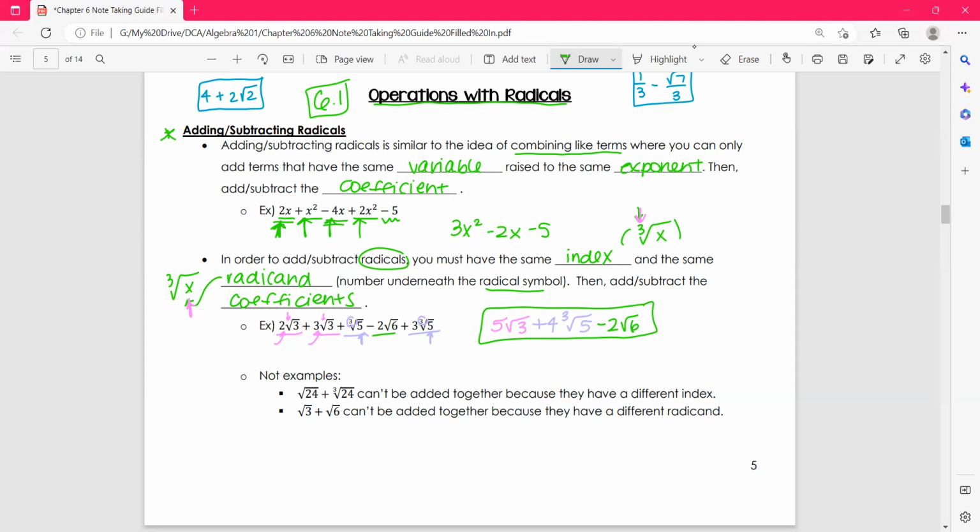Okay. Notice some things to remember here. Square root of 24 plus the cube root of 24 cannot be combined because they've got different indexes, right? This number right here matters. So if we don't see anything, remember that's a 2. It's a square root. And the square root of 3 plus the square root of 6 can't be added together because they have different radicands. They're both square roots, they just have different numbers underneath the radical, so I can't combine them.